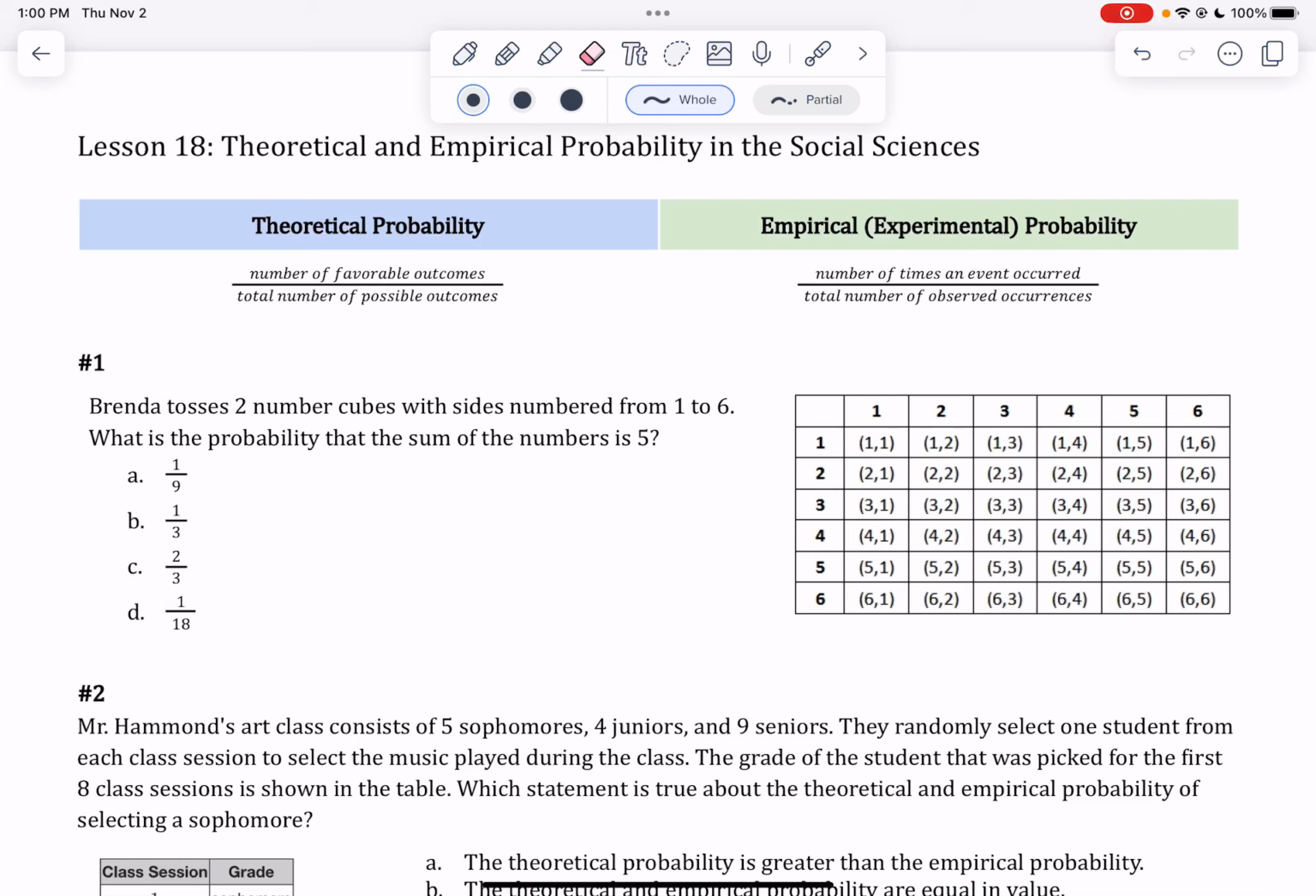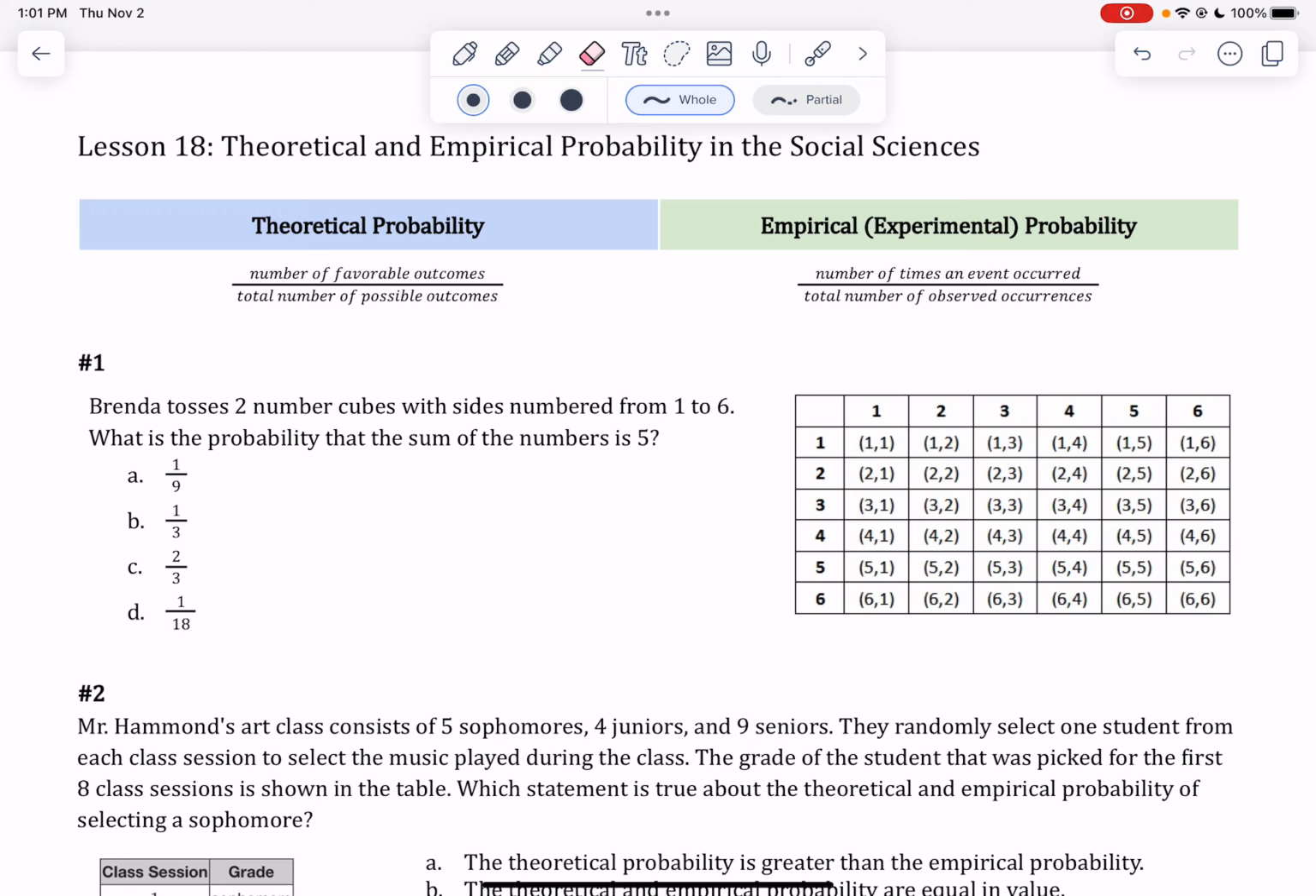Lesson 18 is on theoretical and empirical probability in social sciences, and this is the lesson 18 workbook. Theoretical probability is the probability of what should happen based on the odds. If you have a coin, you have a 50-50 chance of landing on heads versus tails. And then empirical probability is also known as experimental probability.